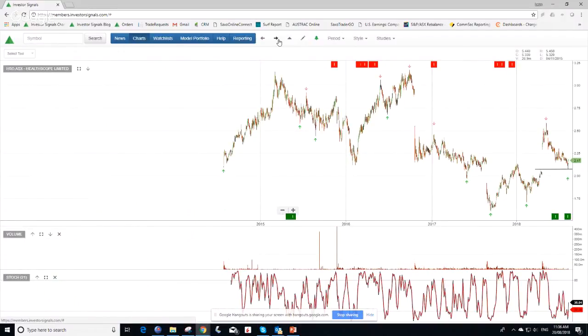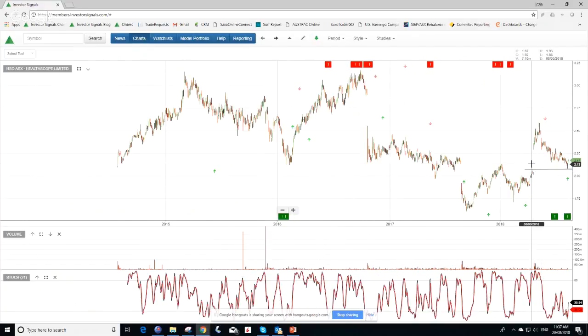Healthscope now. Healthscope report their earnings in another few days. I've highlighted that date. I'll come back to that in a moment. My view here is that we had Healthscope on our high conviction list, and what we're looking for is price to come back and fill this gap, and it really has touched there.